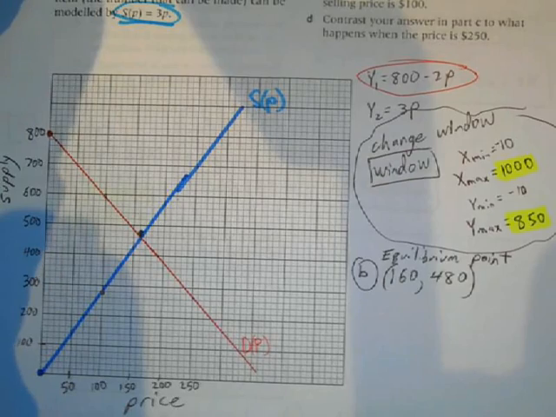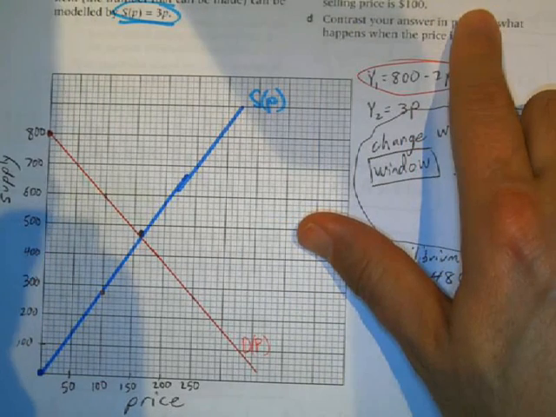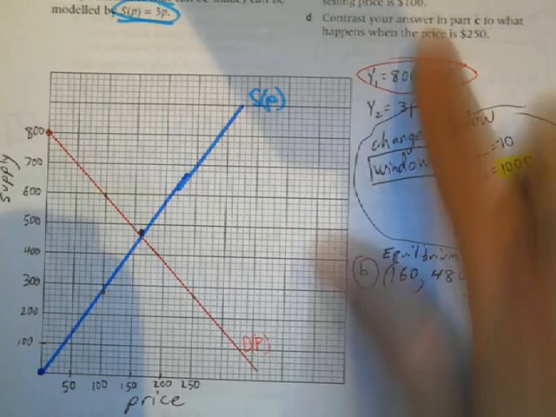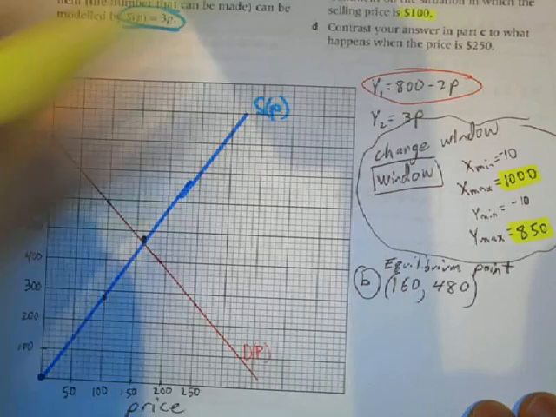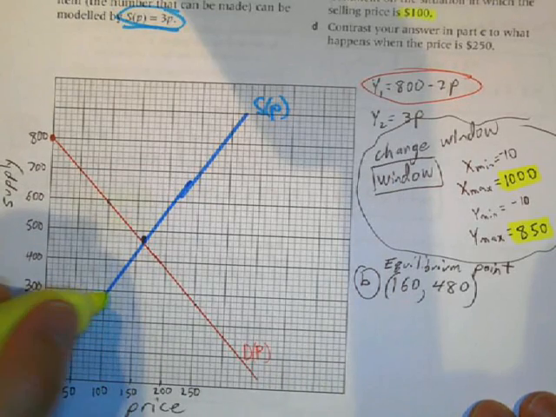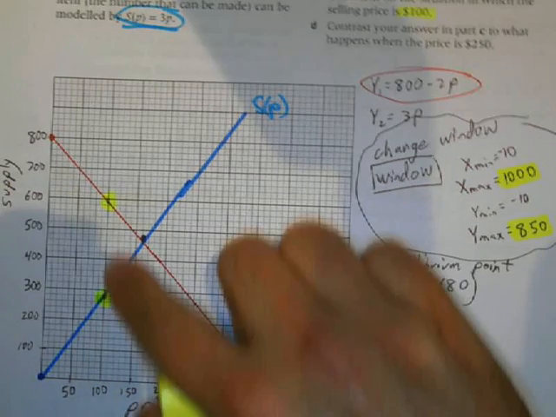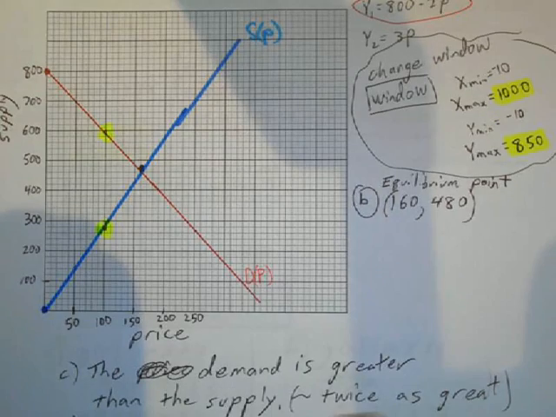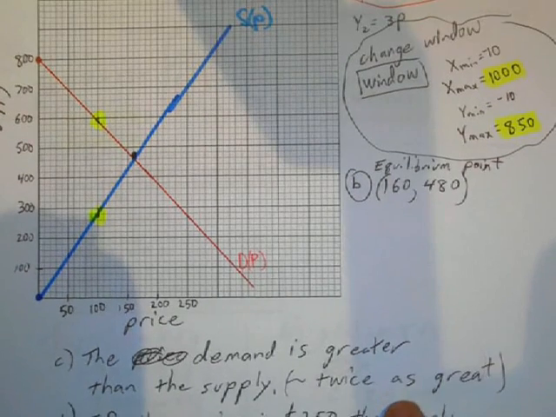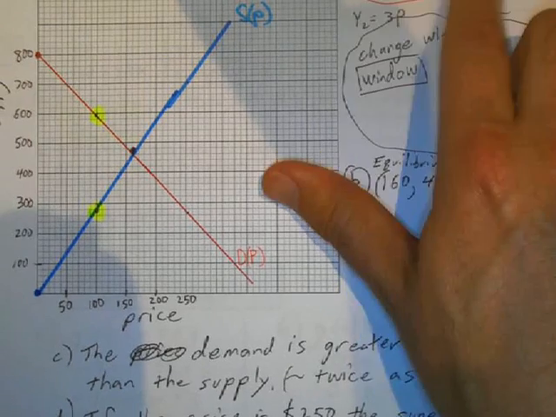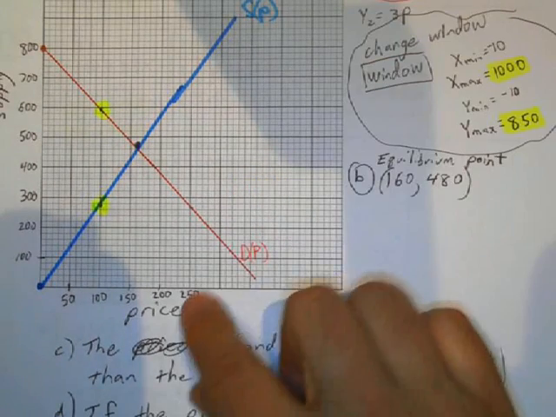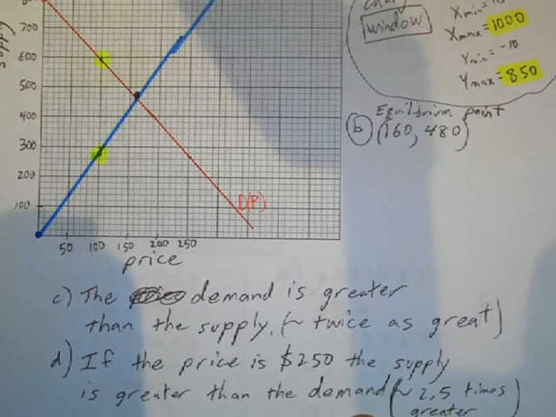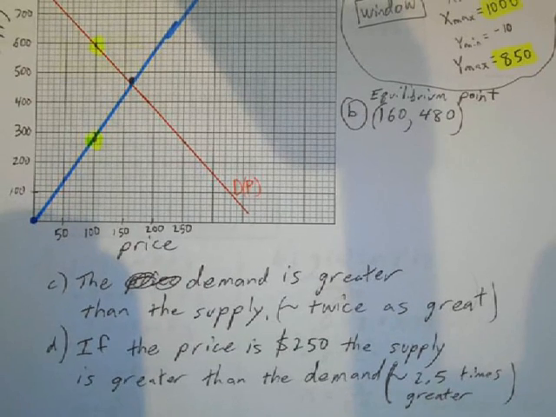Okay. Question C. Comment on the situation in which the selling price is 100. So when the selling price is 100, you can tell that the demand is about twice as great. Okay, and then in contrast, what happens when the price is 250? So if it's at 250, you can see that the supply is greater than the demand. It's about 2.5 times greater. Okay, next question.